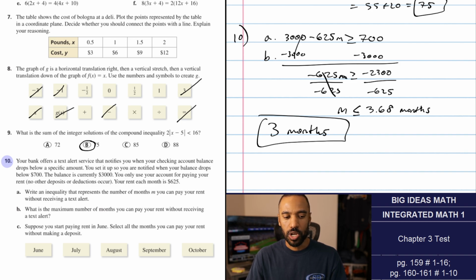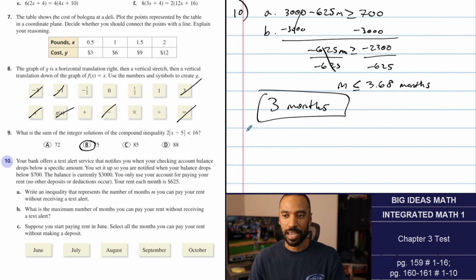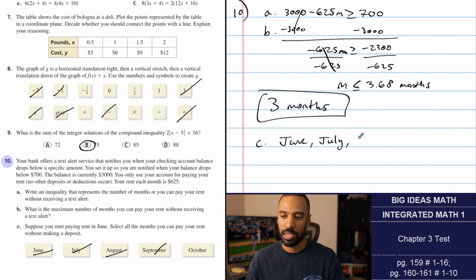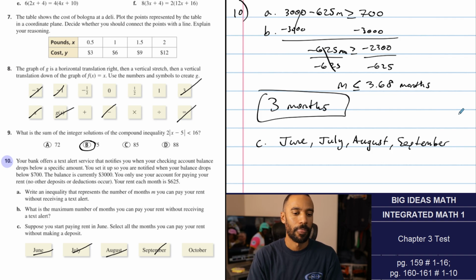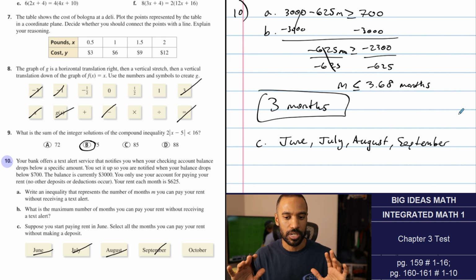Part C, suppose you start paying rent in June. Select all the months you can pay your rent without making a deposit. So if I start in June, then I get the next 3 months afterward, right? I get June. This is kind of like a domain. My domain is June. And then I get, I believe, July, August, and September, because June is where I still have the $3,000. After July, I lose $625. After August, I lose another $625. After September, I lose another $625. Then I still have a few dollars left, few nickels to rub together. But on October is where I have that other deduction that I'm having a problem.